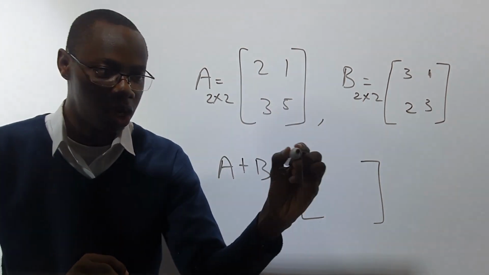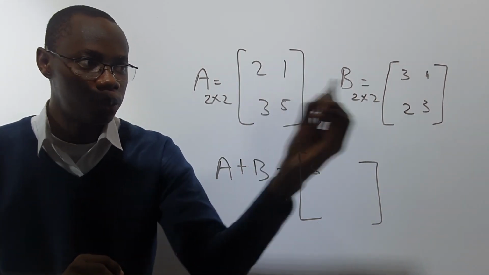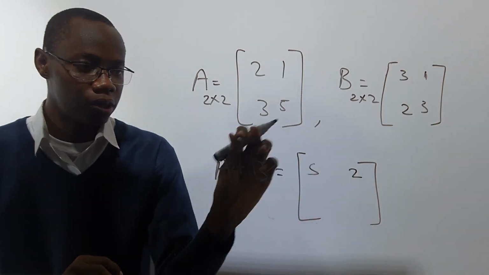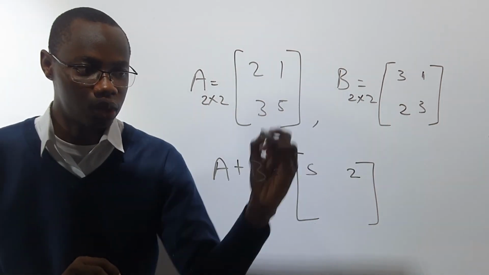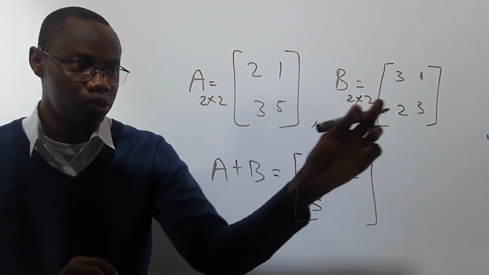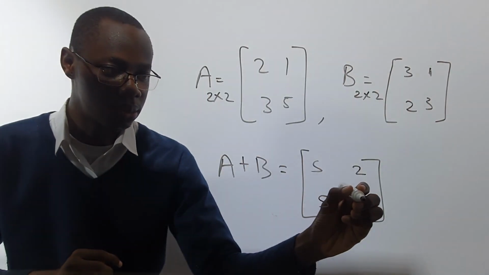So now let's go on with this question. 2 plus 3, that will be 5. 1 plus 1, that will be 2. 3 plus 2, that will be 5. 5 plus 3, that will be 8.